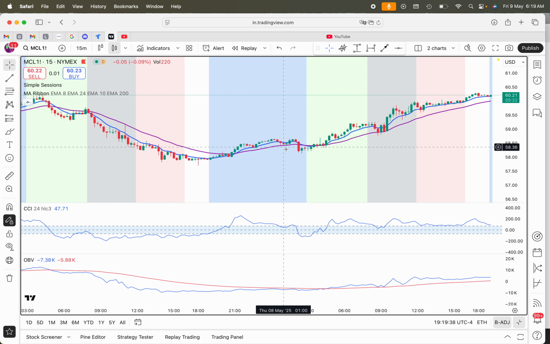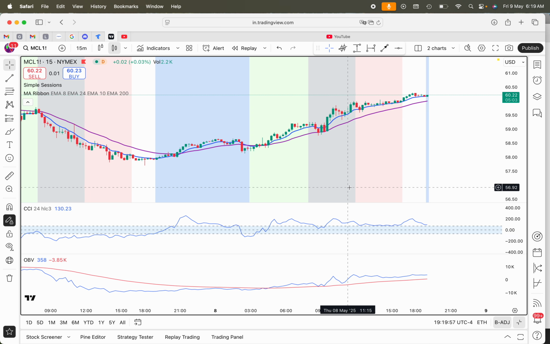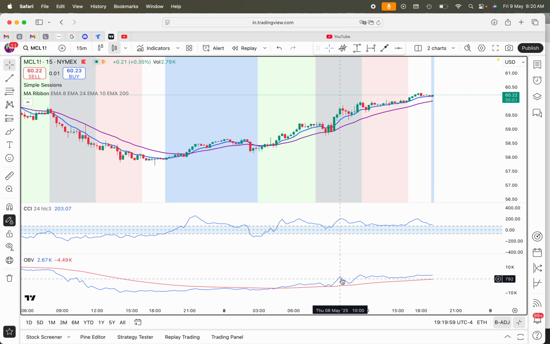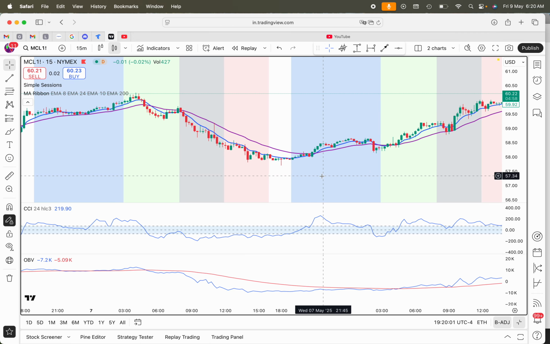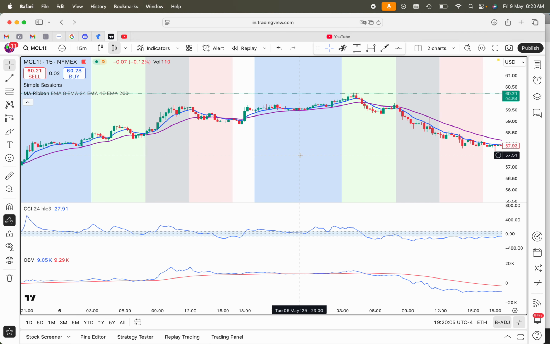And then we come down to here, and you can see that there was a short on the CCI, and the on balance volume was still saying we're short. Right here there was a long on the CCI, and the on balance volume was also long. So do you follow me? The on balance volume is obviously following volume, so that's another handy indicator to have.